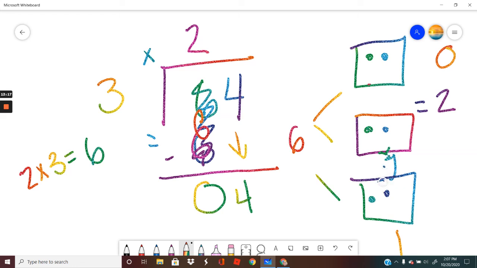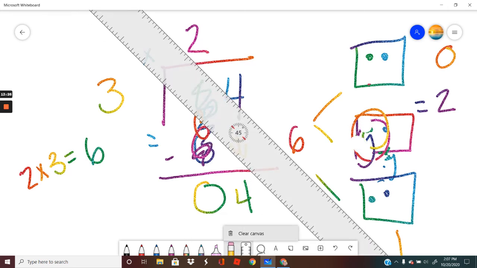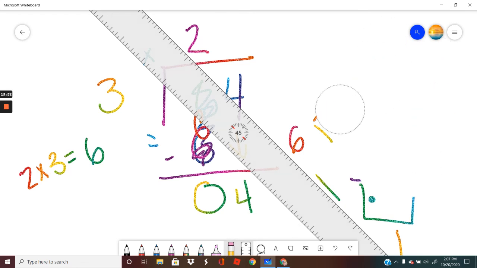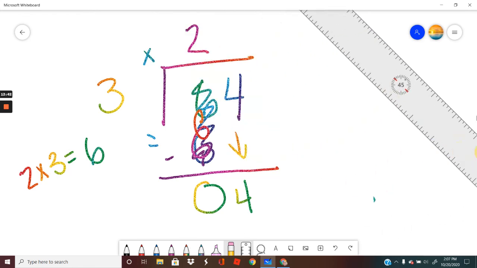Where's my eraser? There it is. Oh. Oh man. I don't really want all that up here. Give me a second, guys. No, erase it. Oh Lord. Okay. Get out of here. I don't want it.